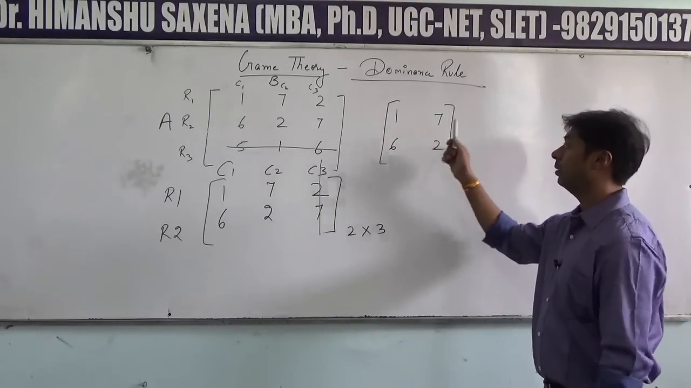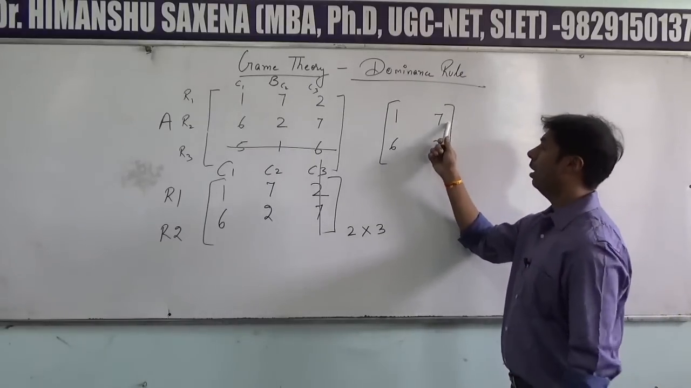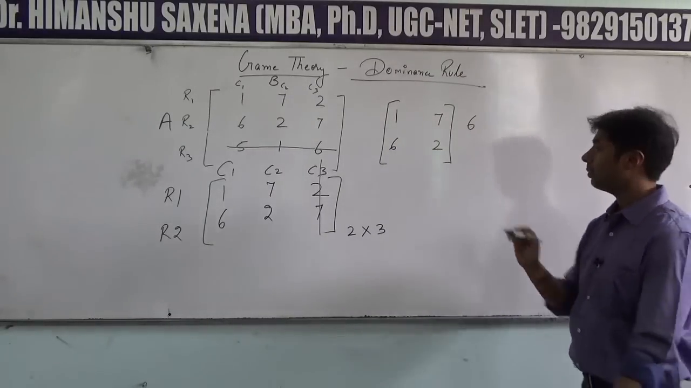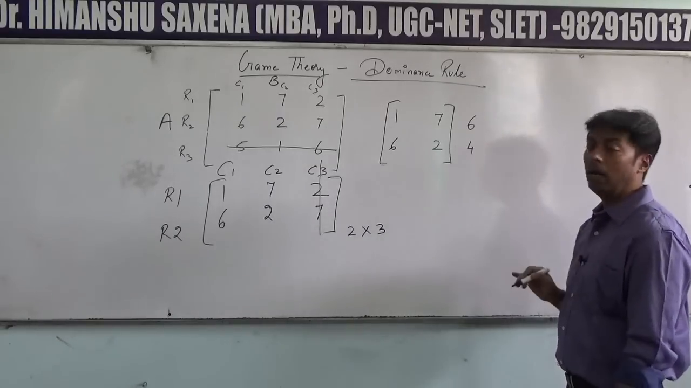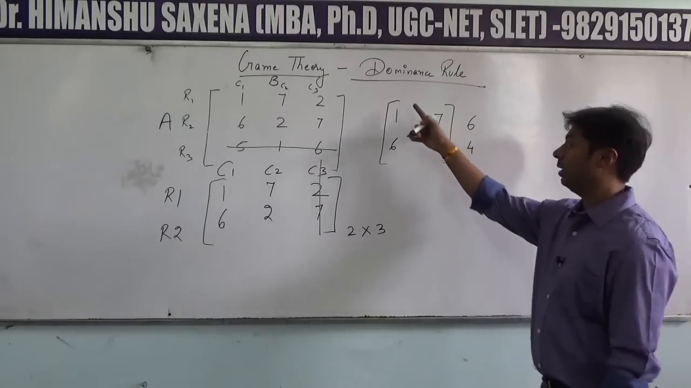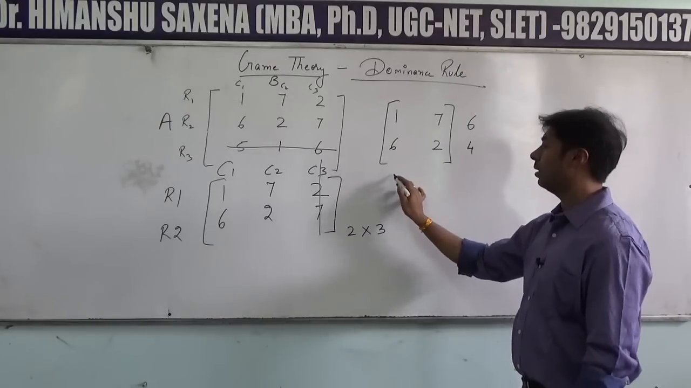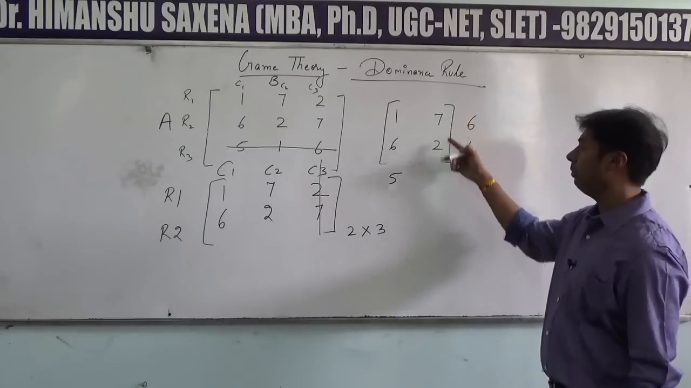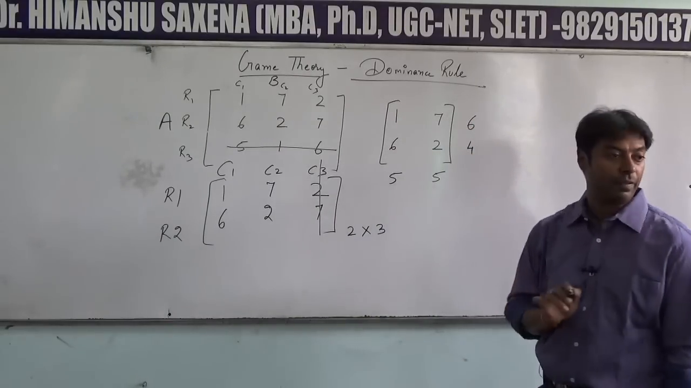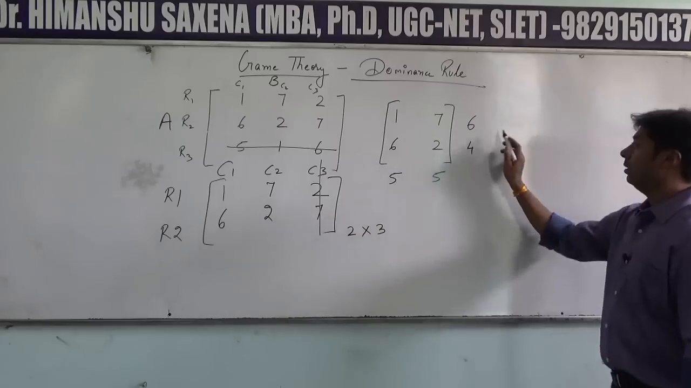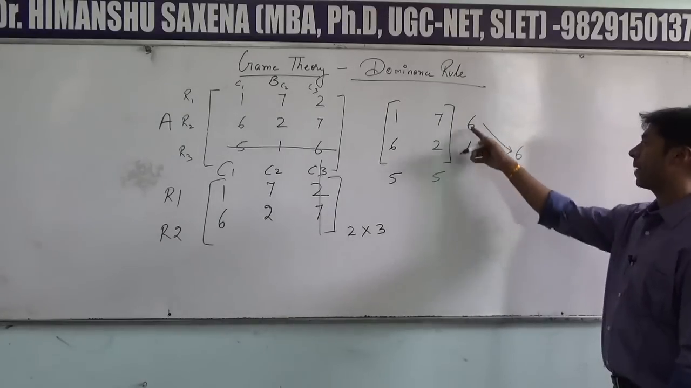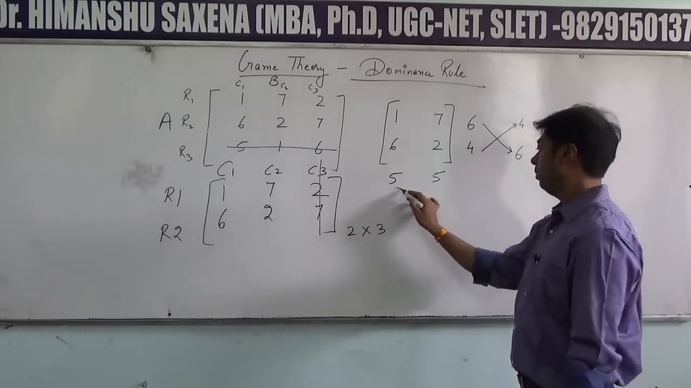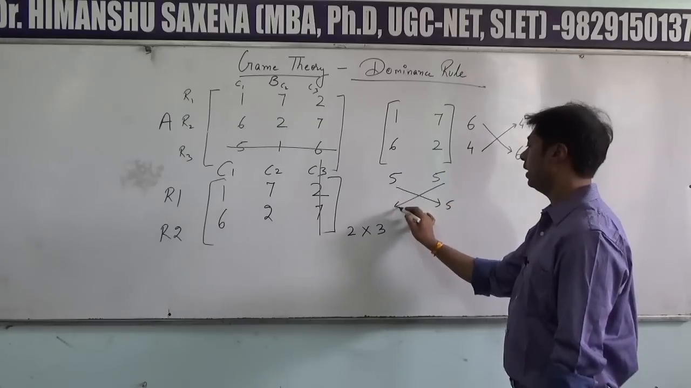Now the absolute difference between the elements of the first row, 7 and 1, is 6. Between 6 and 2, it is 4, right? Similarly, for the first column, between 6 and 1 the absolute difference is 5, and between 7 and 2 the absolute difference is also 5. Then we will have to interchange them. 6 will go down, this 4 will go up. Similarly, both these elements will also interchange their places.